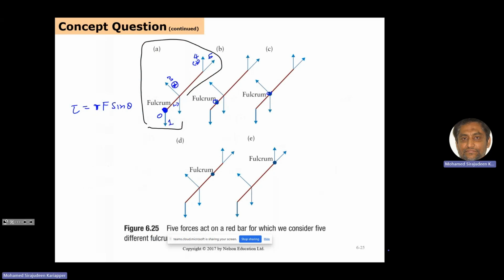0. Why is it 0? Is it because R is 0? No. Because R is this and F is this. Angle is 0. R and F are in the same direction. So theta is 0. Sine 0 is 0. It's like you're pulling like this. This is the rod and you're pulling like this. Can you turn it? If you pull it parallel, there is no perpendicular component. It has only a parallel component. A parallel component can do nothing to turn it. So the torque from number 5 is 0.